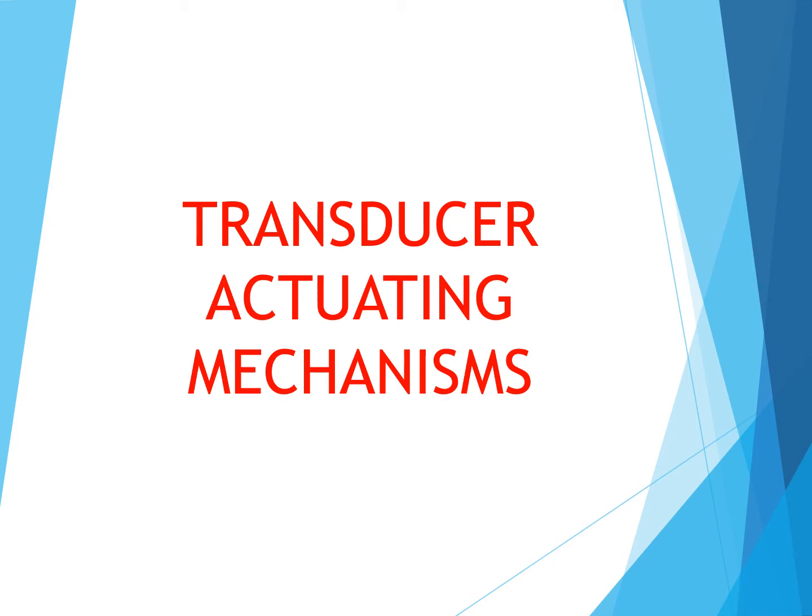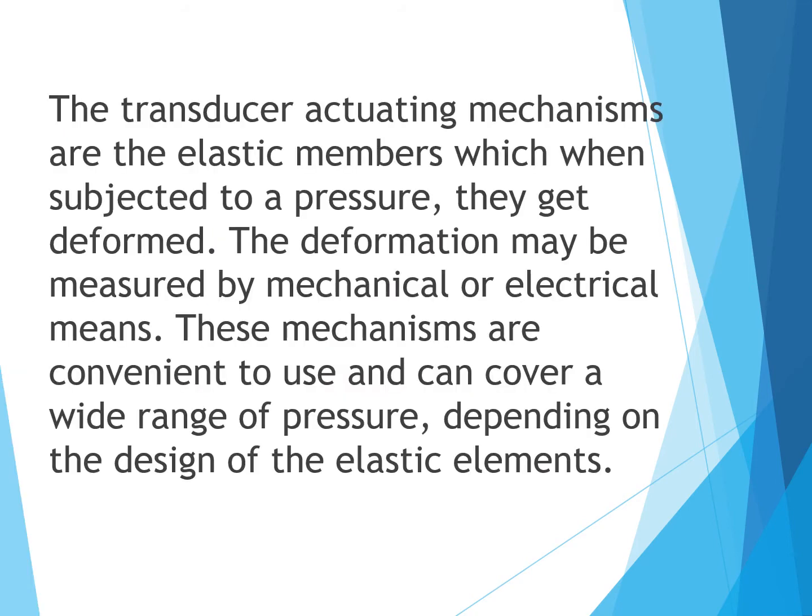We are discussing unit 2, that is transducers and strain gauges. In that we have seen in the last class what is a transducer, characteristics, then factors or requirements of a transducer, then performance and classification of transducers. In today's class we will be seeing the first type, that is transducer actuating mechanisms. So what are these transducer actuating mechanisms?